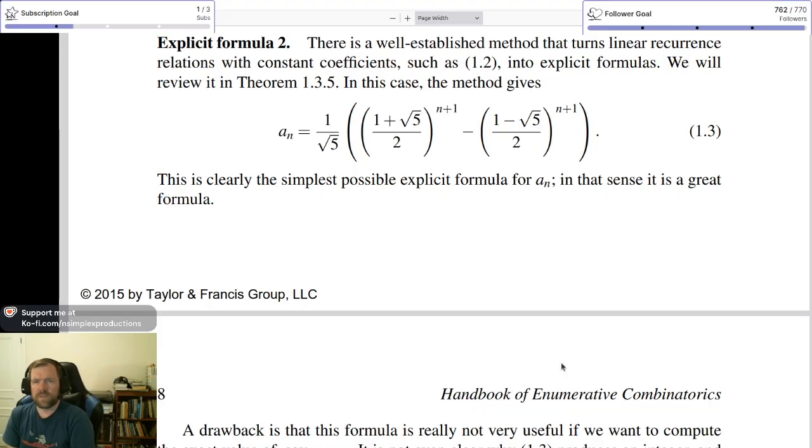There's a well-established method that turns linear recurrence relations with constant coefficients, such as 1.2, into explicit formulas. We'll review it in theorem 1.3.5. In this case, we get a sub n equals 1 over root 5 times the quantity 1 plus root 5 over 2 raised to the n plus 1 minus 1 minus root 5 over 2 raised to the n plus 1. This is clearly the simplest possible explicit formula for a sub n in the sense that it is a great formula.